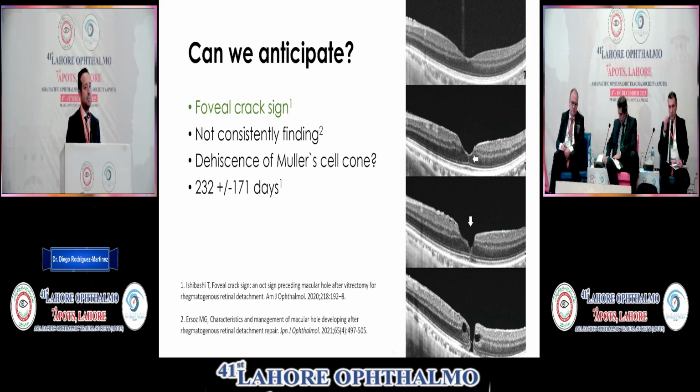So can we anticipate this? Maybe. Ishibashi described what is called the foveal crack sign, though this is not a consistent finding. You can see here a hyperreflective line just in the fovea that later develops a full thickness macular hole. They assume that this is a kind of dehiscence of Mueller cell cones and a weakness of the foveal zone. And it's a late finding, more than 200 days after the surgery. But many other series do not find this consistently.